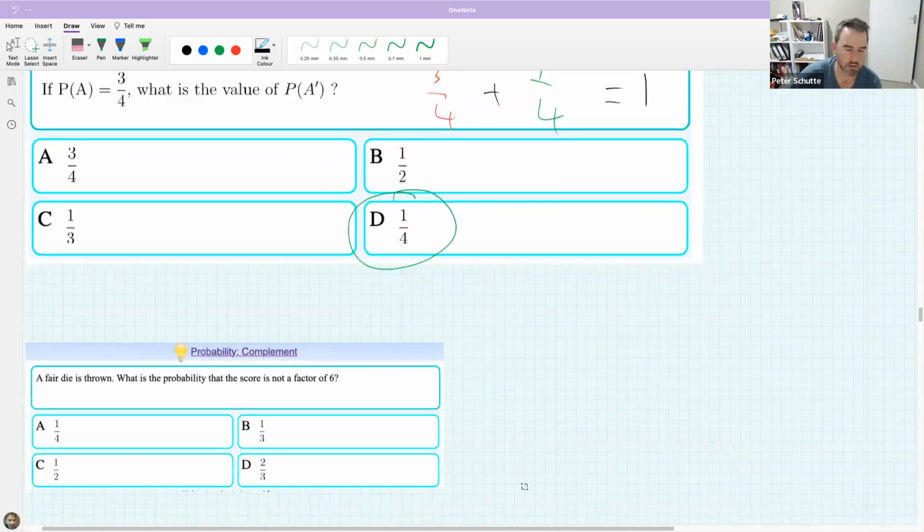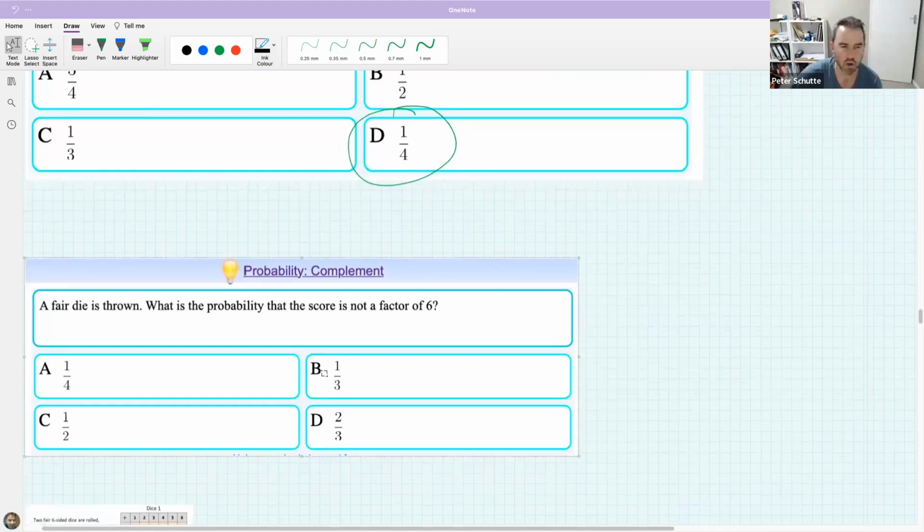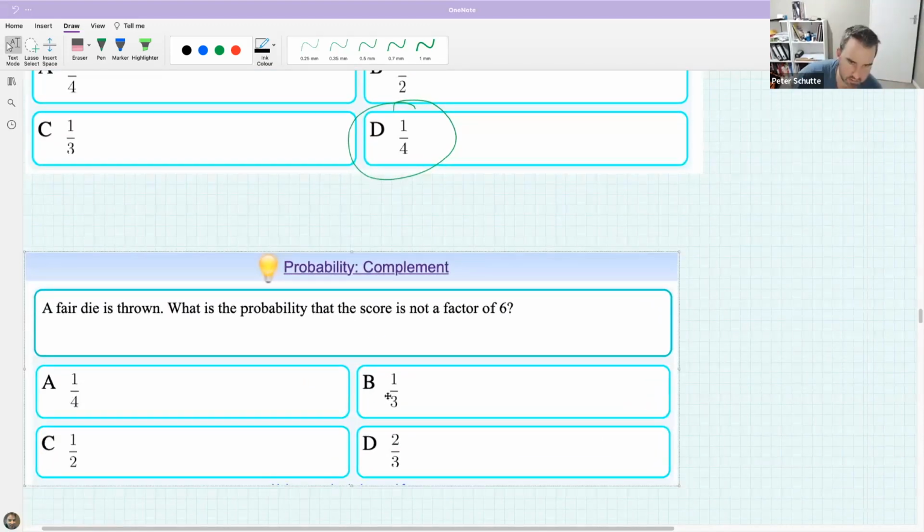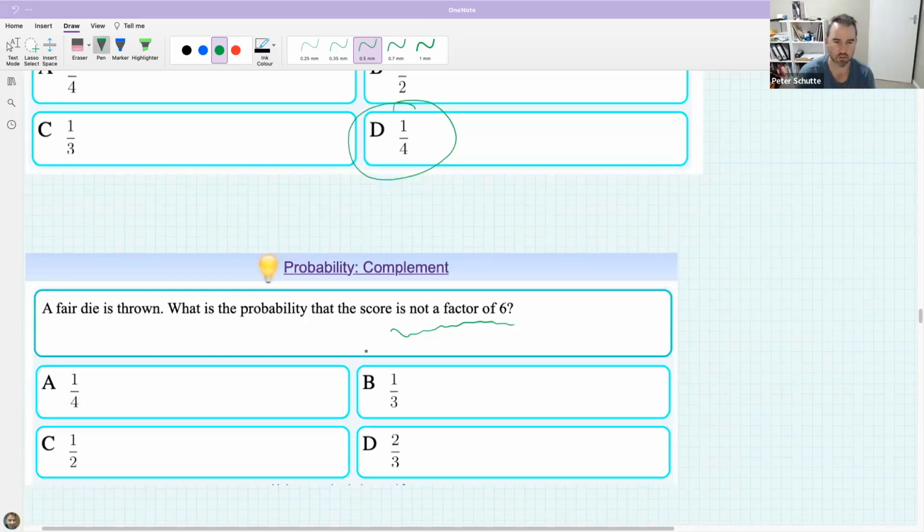Let's do another one like this. A fair die is thrown. What is the probability that the score is not a factor of 6? So not a factor of 6. What's the probability of that?